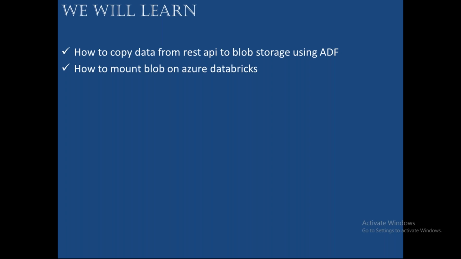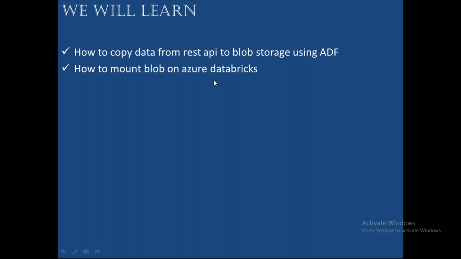If my Databricks notebook wants to read data from blob storage, process it, and then write the output back to the same storage, it needs to have a connection. So how are we going to establish a connection between Azure Databricks and our blob storage? By using mount. I'm going to attach a blob storage to Azure Databricks, and we are going to see how you can mount this blob storage on Azure Databricks.